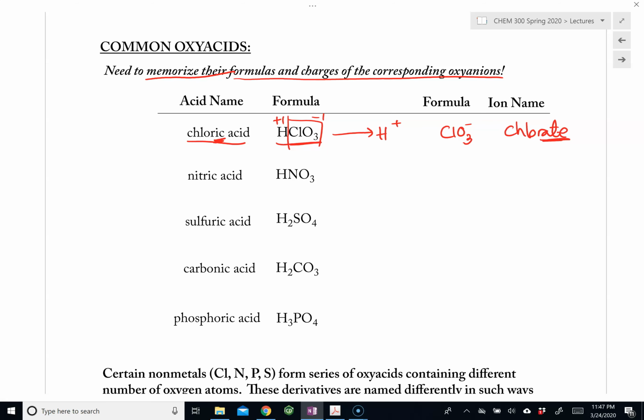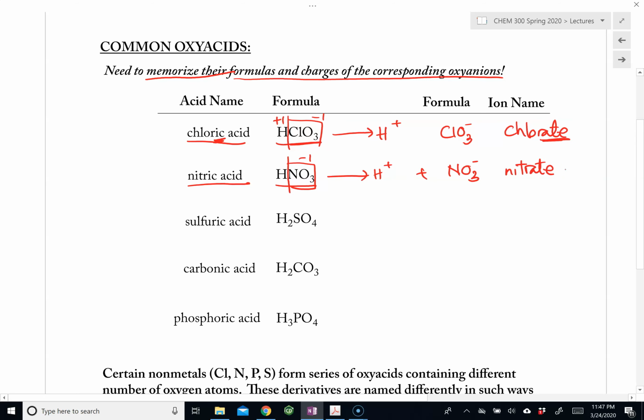And another oxy acid to remember is nitric acid. Nitric acid is HNO3. And again, when we take this and dissolve this in water, it will break apart to produce the hydrogen ion, and the rest of this then becomes -1. And that would be NO3 with a charge of -1. And the name of this oxy anion is nitrate.